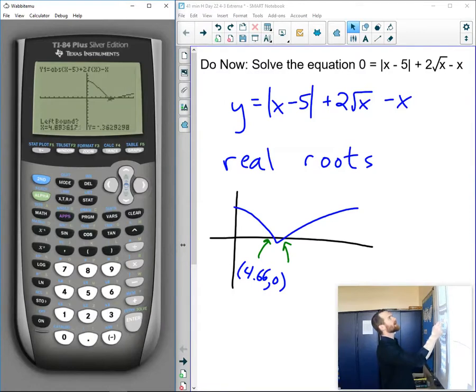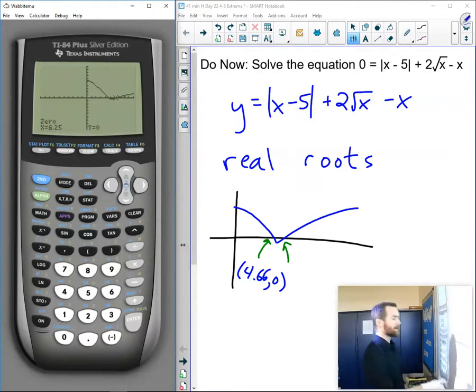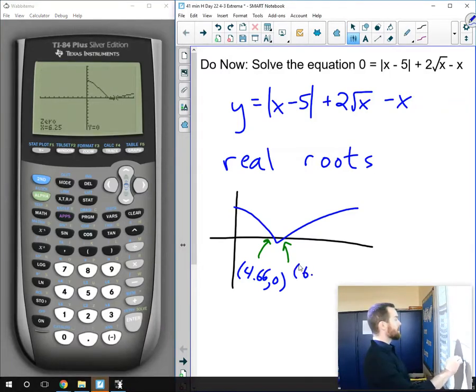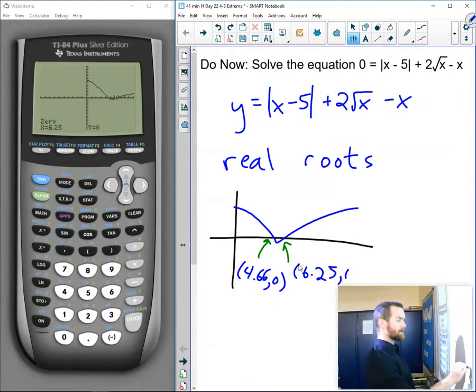The second one, we go second, calculate 0. Do the same thing. Right there should be to the left of that real root. Hit enter. Now I move right. I think I'm past it, but I'm going to go a little bit farther just to be sure. There we go. Hit enter. Enter one more time because we don't care about guessing. And we get 6.25 and 0. So those are the 2 real roots.